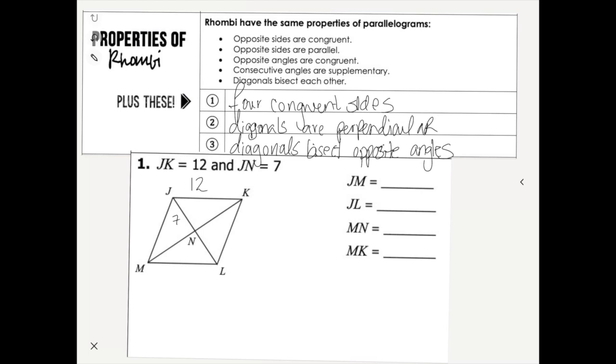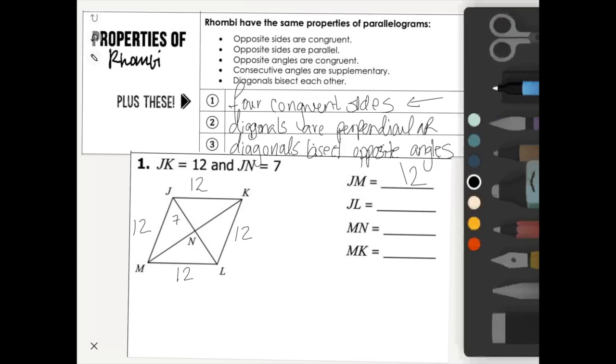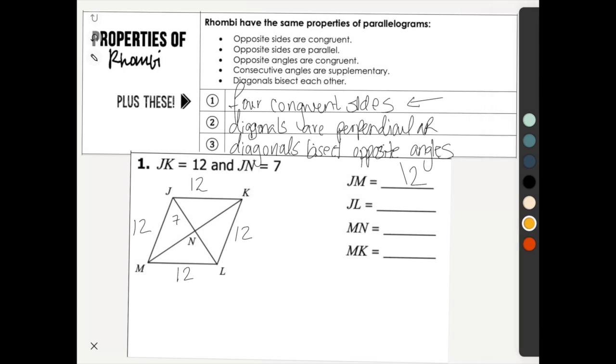In order to find JM, we're going to use this property right here. It says for rhombi, 4 sides are congruent. So if JK is 12, then this is 12, this is 12, and this is 12. So that means JM is 12. Now we need to find JL. So JL is this entire thing. I'm going to highlight it in yellow.